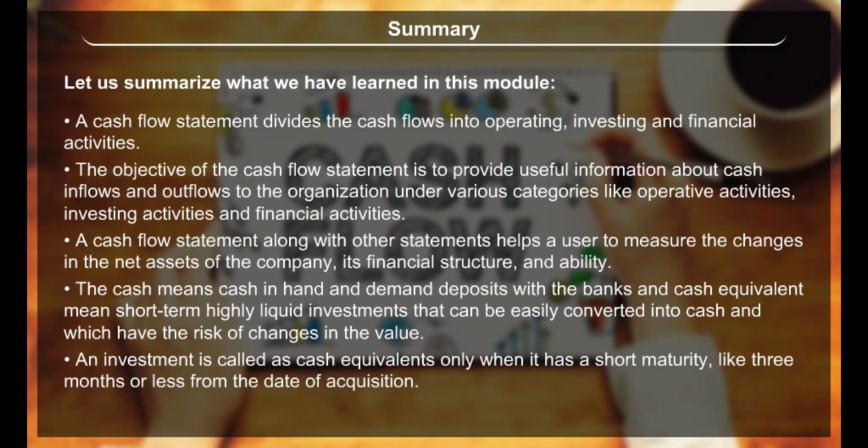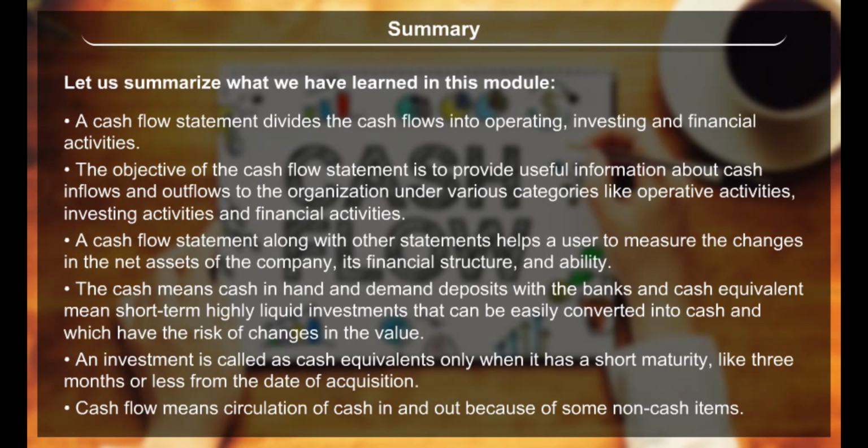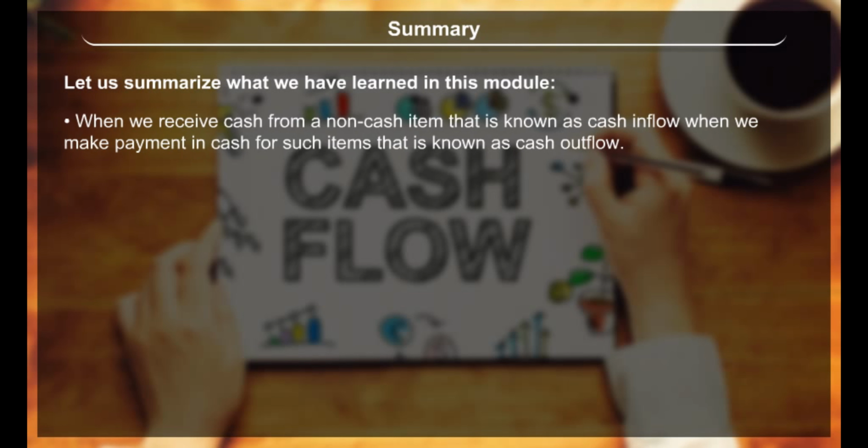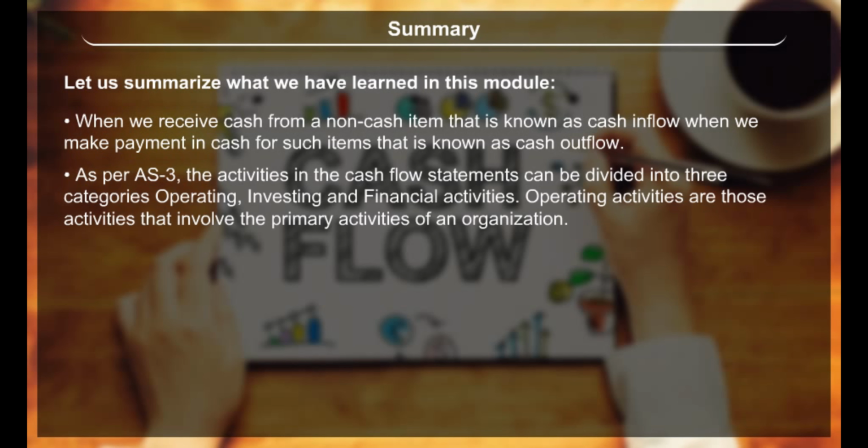Cash flow means circulation of cash in and out because of some non-cash items. When we receive cash from a non-cash item, that is known as cash inflow. When we make payment in cash for such items, that is known as cash outflow. As per AS3, the activities in cash flow statements can be divided into 3 categories: operating, investing, and financing activities.